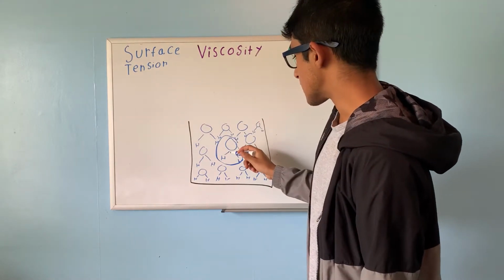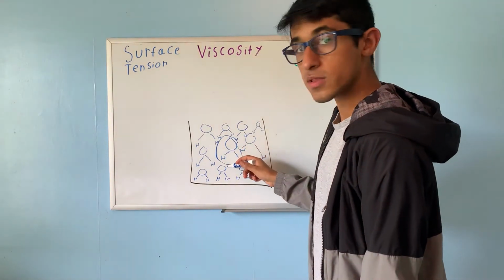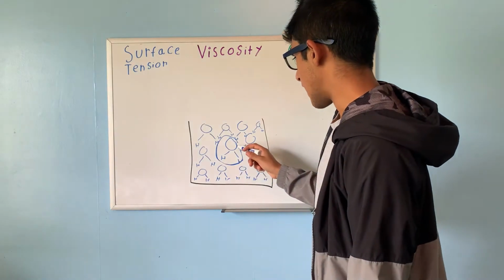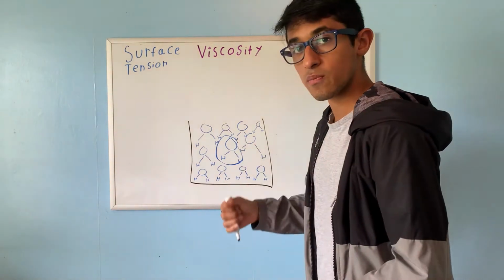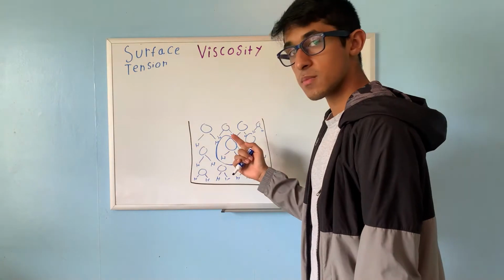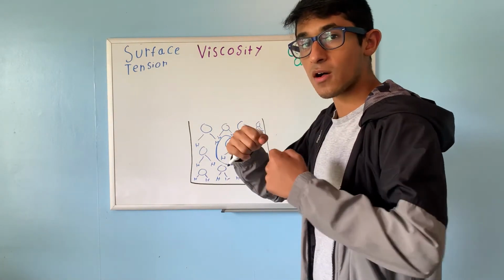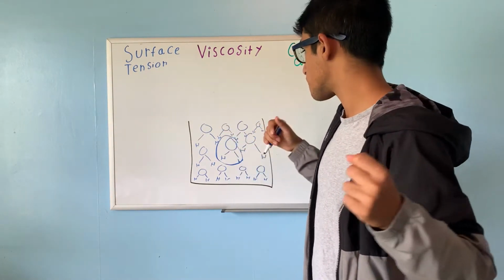What we see is that its hydrogens are pulled toward the negative oxygens underneath it, and its oxygen is sort of pulled toward the positive hydrogens above it. The result is that it gets pulled in all sorts of directions and is kind of spread out.